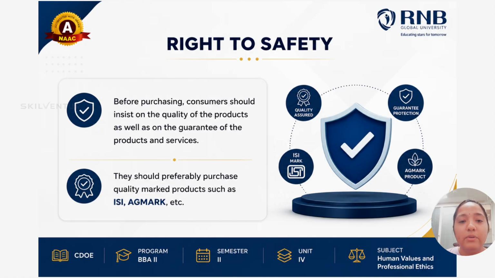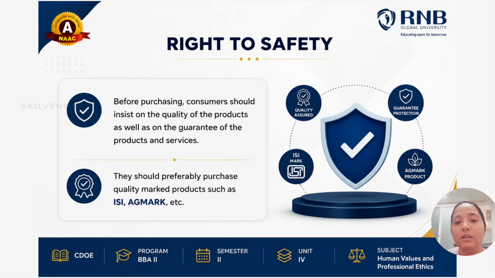Continuing the right to safety, this slide focuses on what consumers should do before buying a product. Before buying any product, the consumer should always check the quality, and they should ensure that the product comes with a proper guarantee or warranty. This helps in avoiding defective or unsafe products. One important way to ensure safety is by looking for quality certification marks.